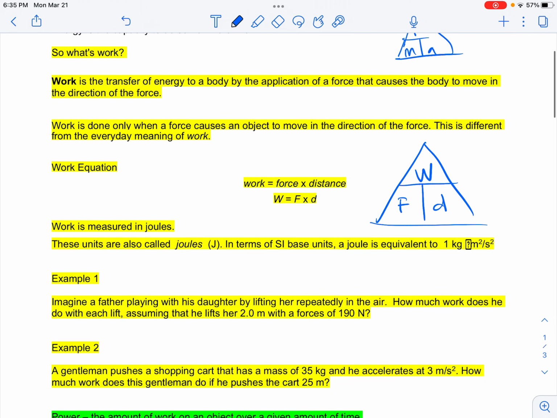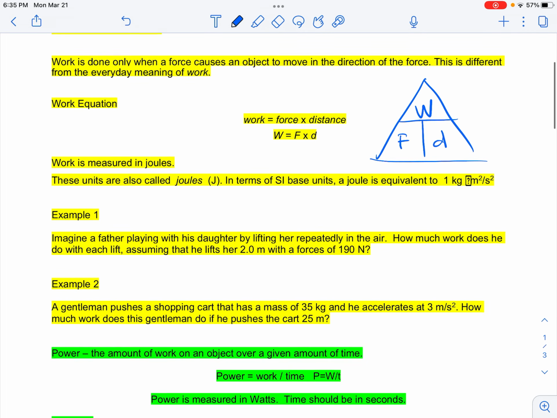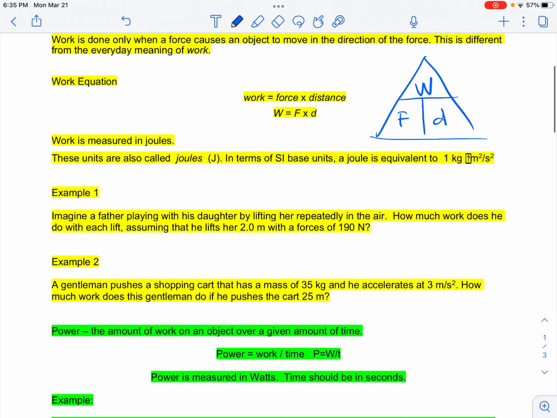All right, so work is measured in joules, and we're going to look at 2 problems. You're only going through the yellow stuff today, so even though I'm scrolling down here, you will only need the yellow things. Example 1: imagine a father playing with his daughter by lifting her repeatedly in the air. How much work does he do with each lift, assuming he lifts her 2 meters with a force of 190 newtons? Pretty straightforward one.